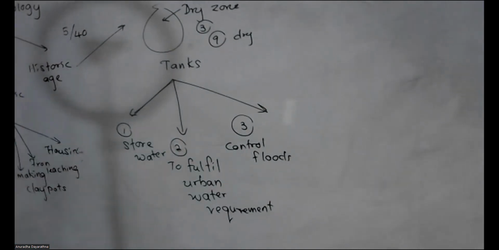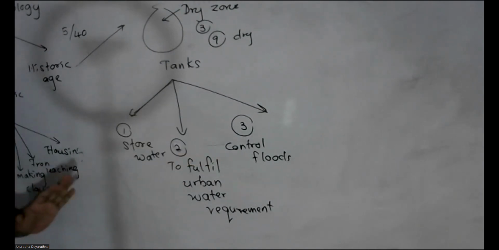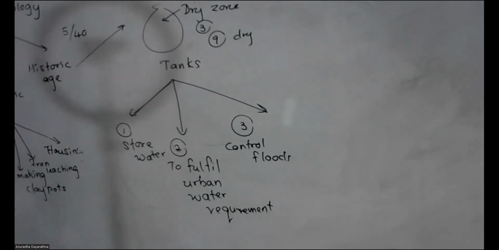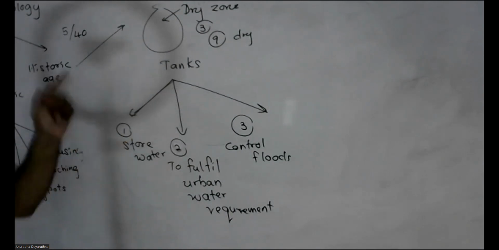Now in the textbook, these 3 objectives have been given, but they have not given any explanation. So in the exam, they give you a question: explain the 3 objectives of constructing tanks, explain your answer under 3 headings, giving examples.